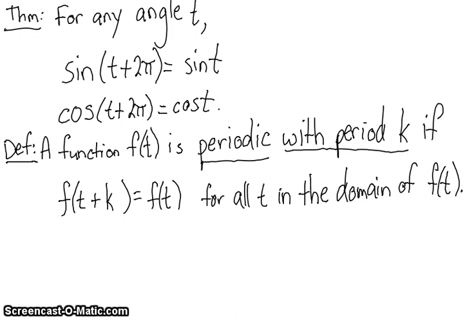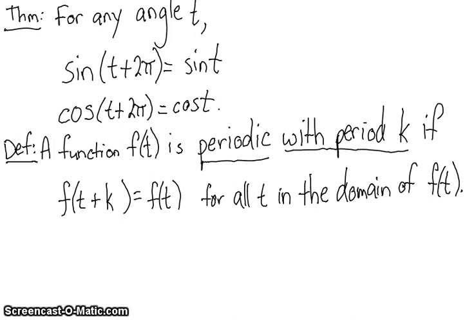So what we've seen here is that sine t and cosine t are periodic with period 2 pi, because if you shift them over by 2 pi, you get the exact same function back. You get the same values for any t you put in. Okay, so that's pretty special. That's actually what makes trigonometry useful, is this periodicity.